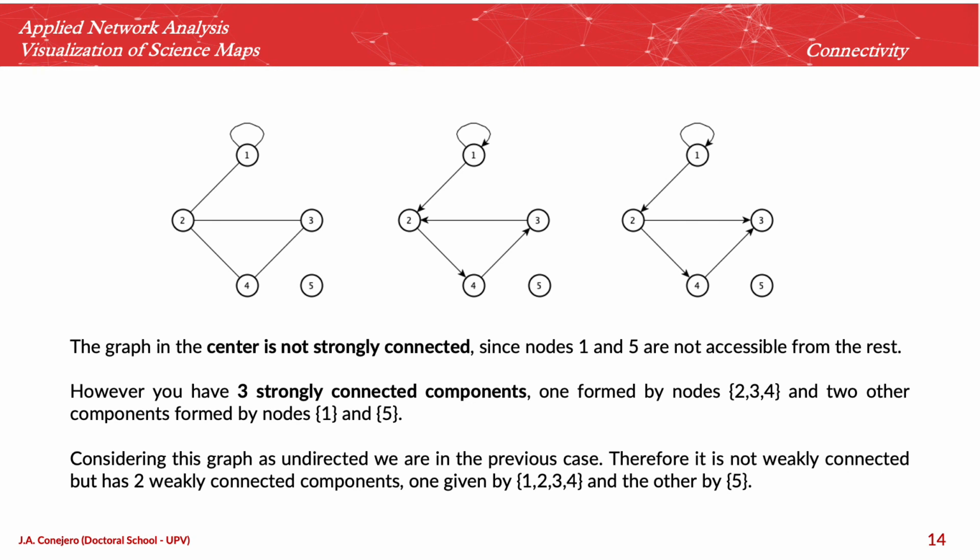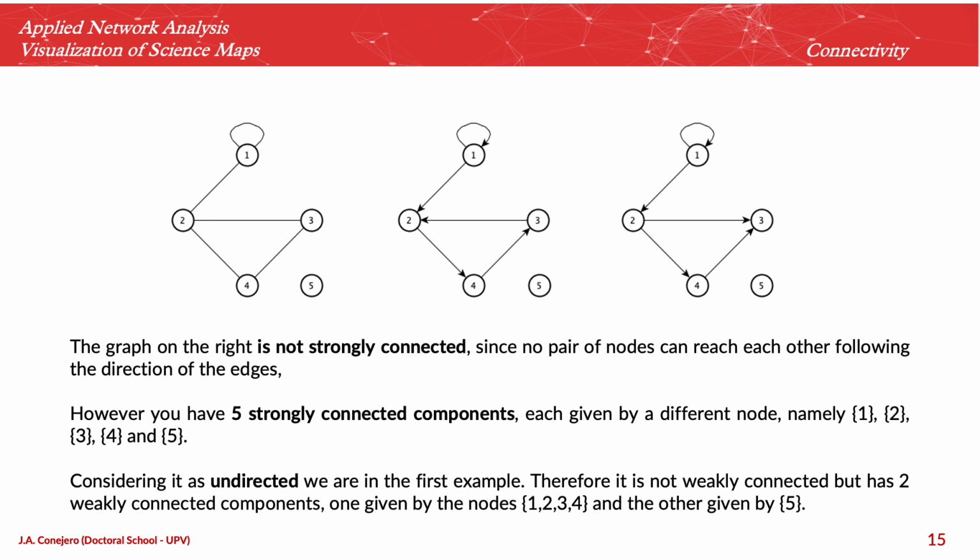But if this graph is considered as an undirected graph, we are in the previous case, and the connected components of the previous case, since they are coming from a directed graph, are weakly connected components. And in the final case, this graph is neither strongly connected, for the reasons that we have said before. In this case, this is a limit case in which we have 5 strongly connected components, each one with one node, because we cannot have a pair of nodes that are accessible from each other in both directions.